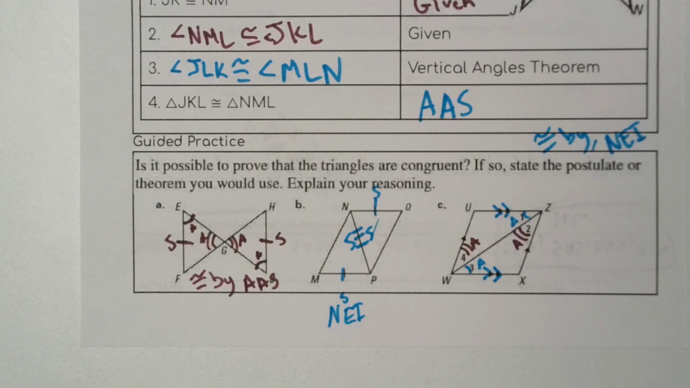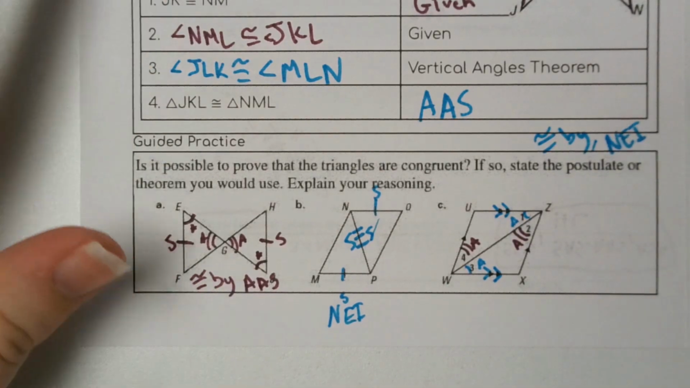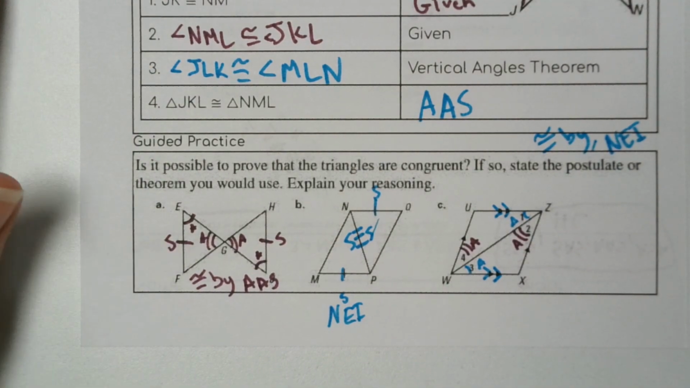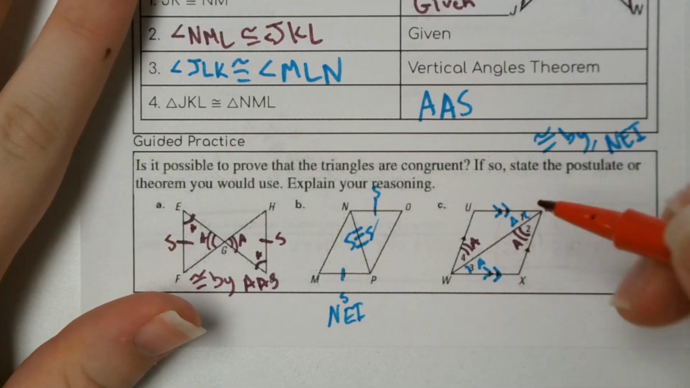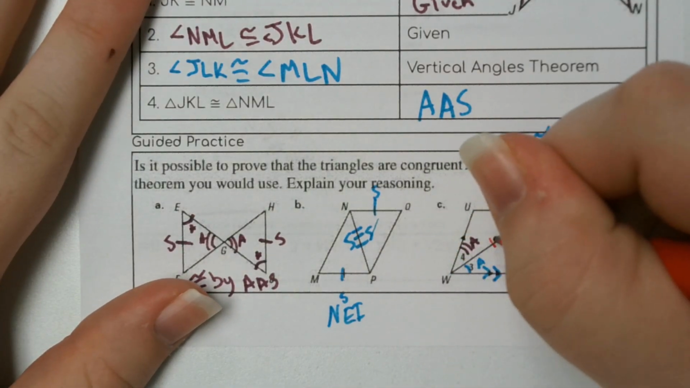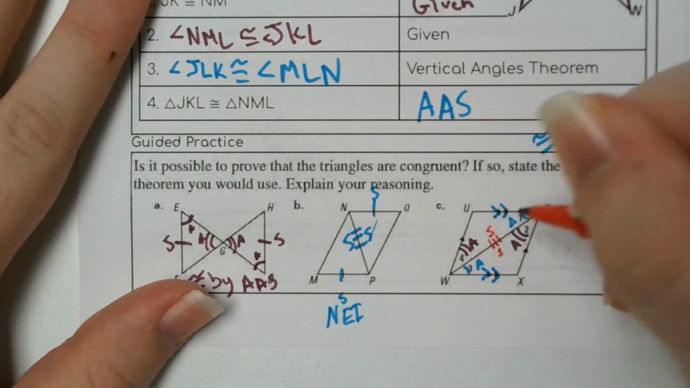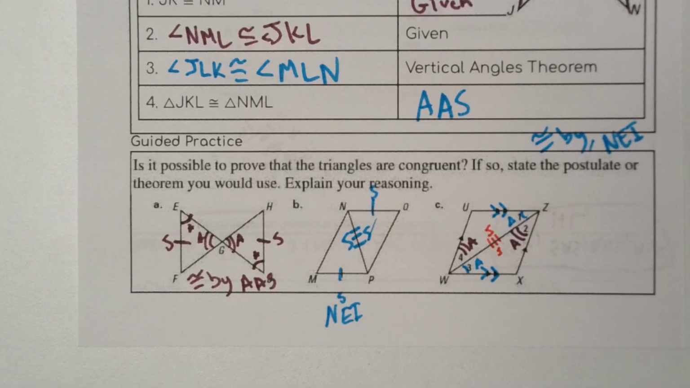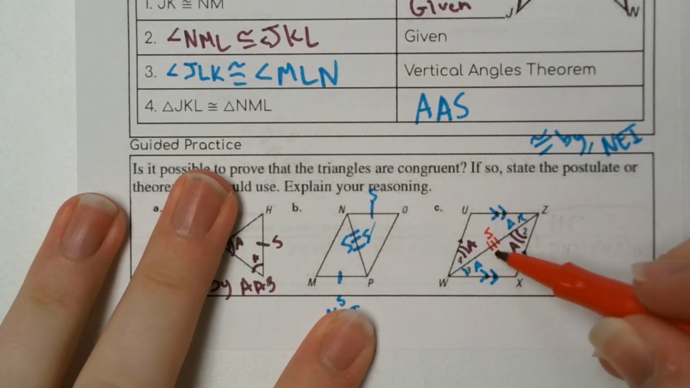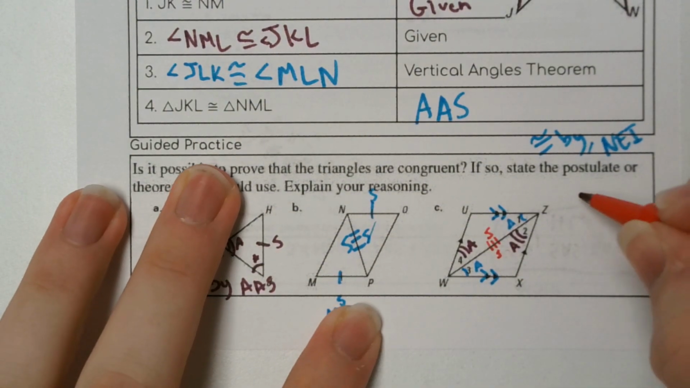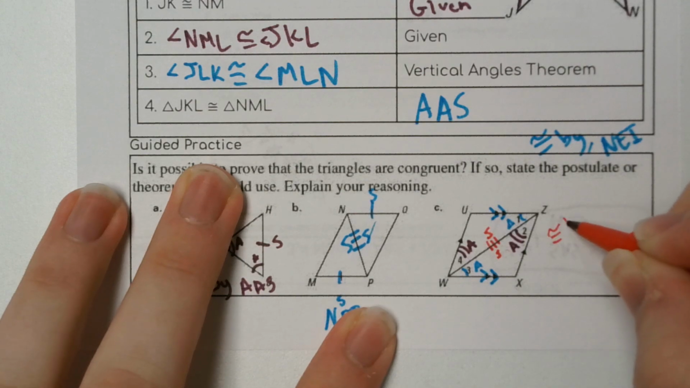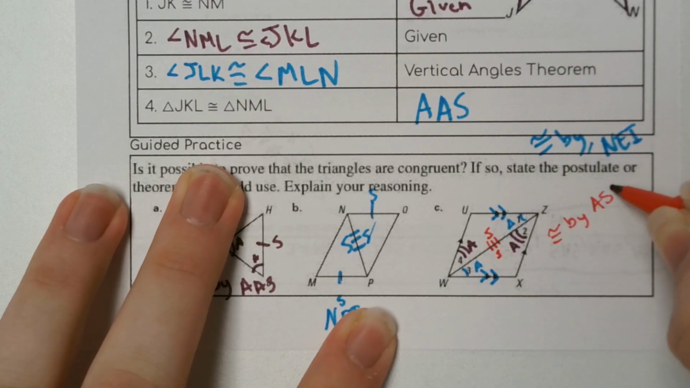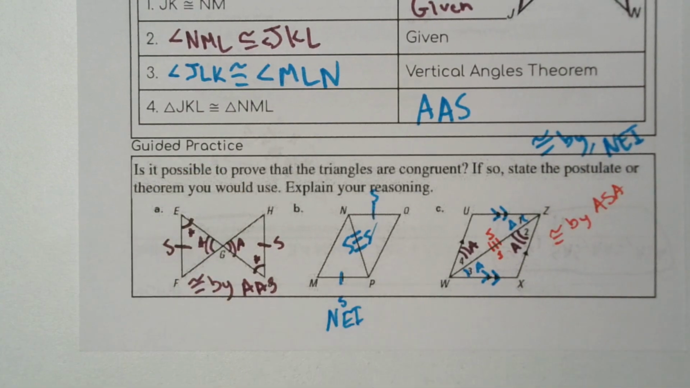I heard someone. Shared side. Where's our shared side? In the middle, ZW, right? Since that is a shared side, that has to be congruent to itself by the reflexive property. Thank you. Okay, so then if we spell it out, S is in between our two A's. So this is congruent by ASA, since the side's in between our two angles.